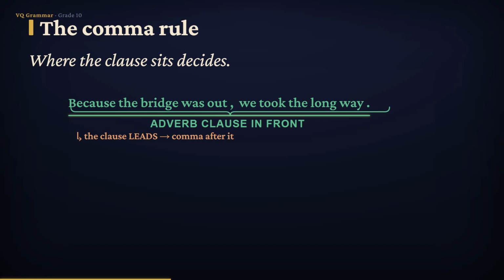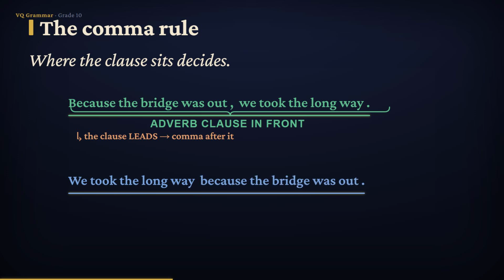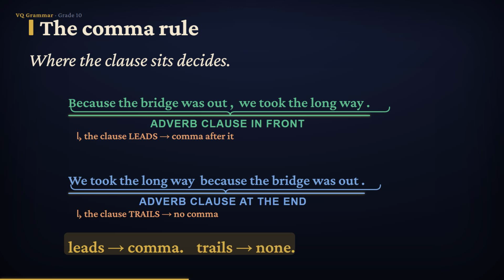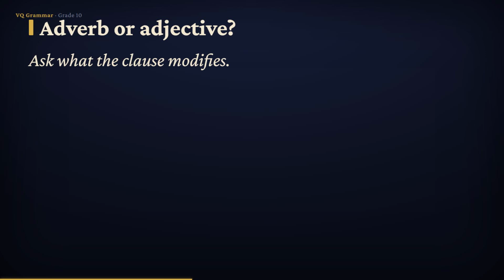Now let's flip it around. We took the long way because the bridge was out. Same two ideas, same clause, same conjunction. But this time the clause trails at the end, and in that position you normally use no comma at all. So keep it as simple as it sounds. Leads, comma, trails, none.